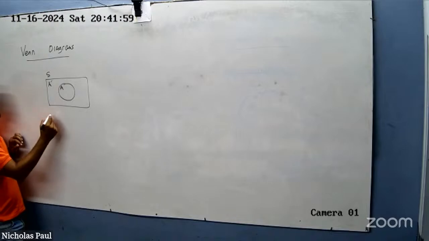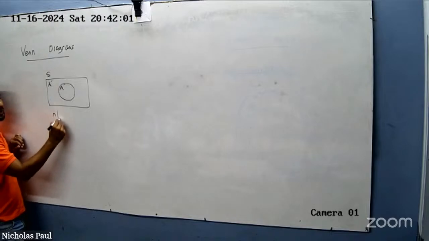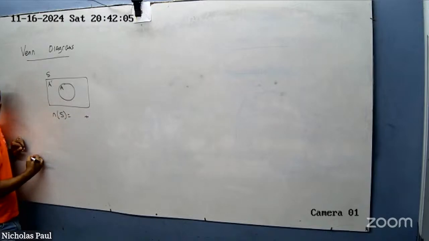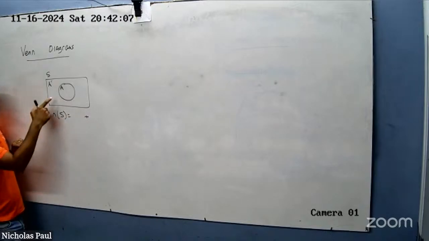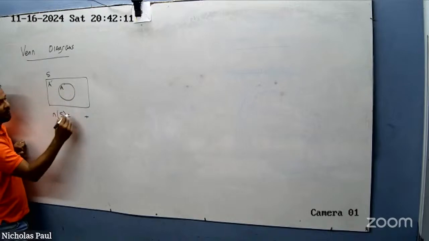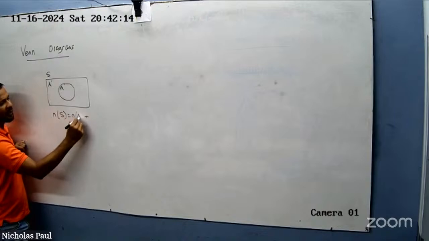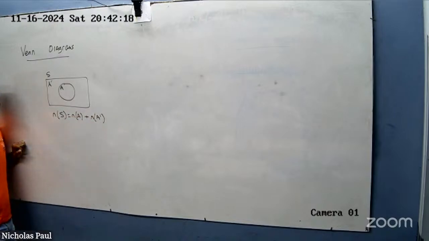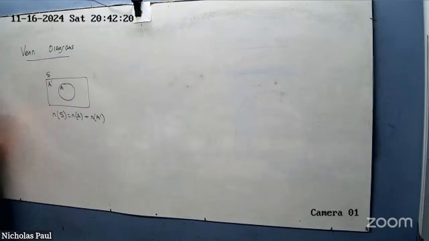So suppose I wanted to get the number of elements in the sample space. What can I add up? All the elements in A and outside A. So I can add all the elements in A and all the elements out of A. Okay with that?